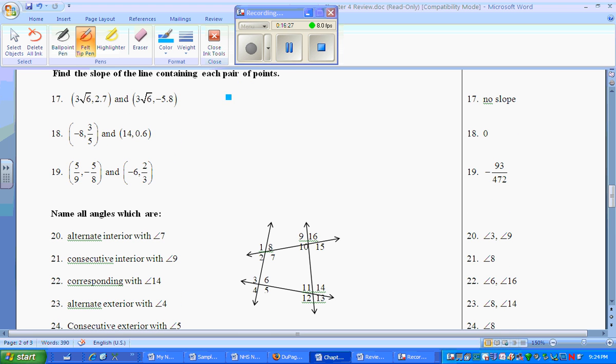17, find the slope. So we've got negative 5.8 minus 2.7 all over 3 root 6 minus 3 root 6. Well, we get 0 in the bottom. I don't even care what this is. I got 0 in the bottom, so it's undefined.